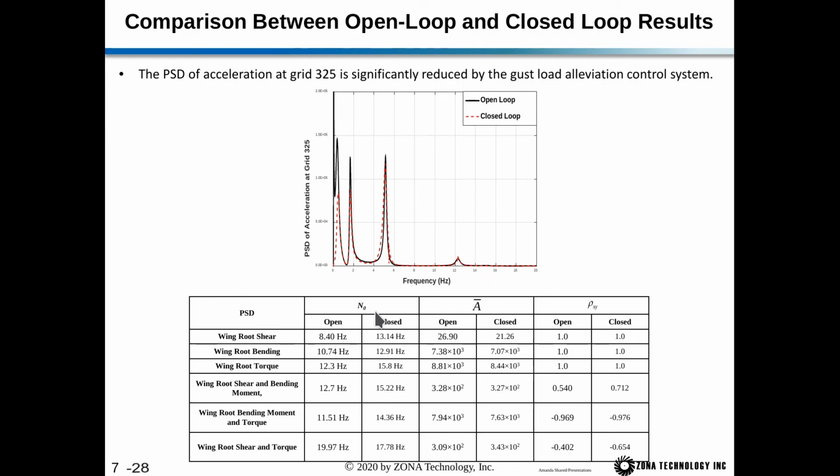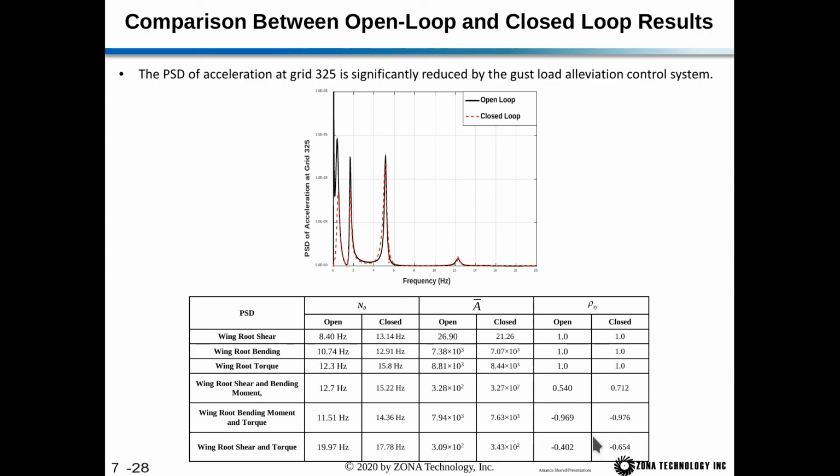If we compare N naught, A bar, and rho XY for our open and closed loop, you can see the results here. So A bar reduces the wing root shear, reduces wing bending, reduces wing torque. For the CROSPSD, A bar is similar for the shear and bending. It's reduced a little bit for the bending and torque, and then actually increases for the CROSPSD between wing root shear and torque.